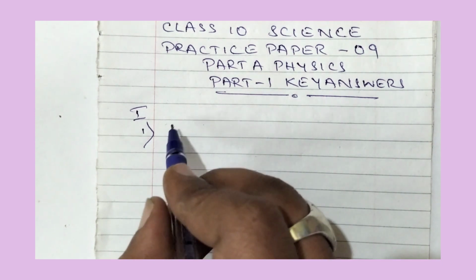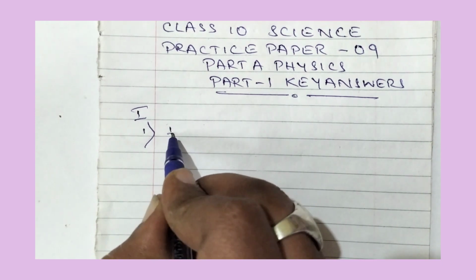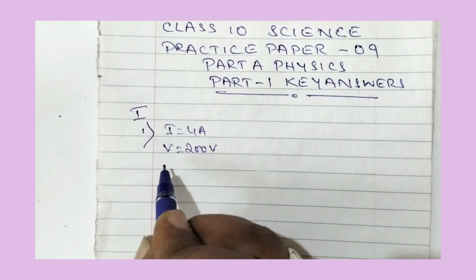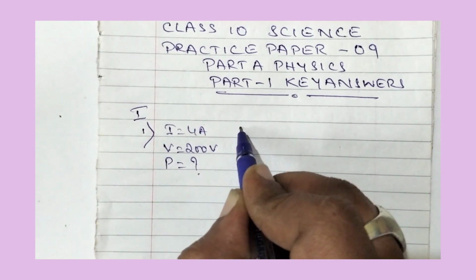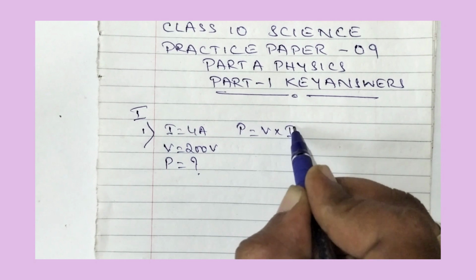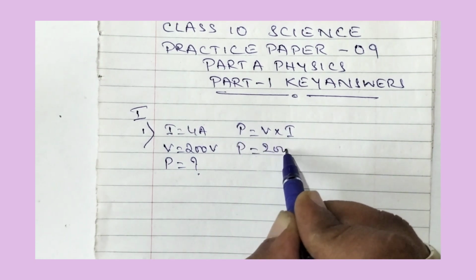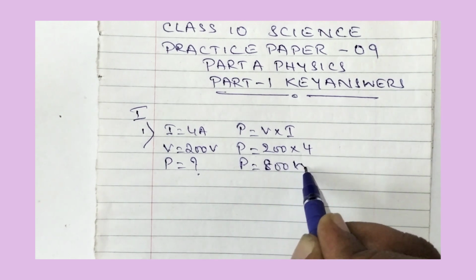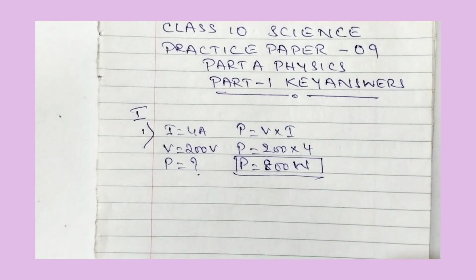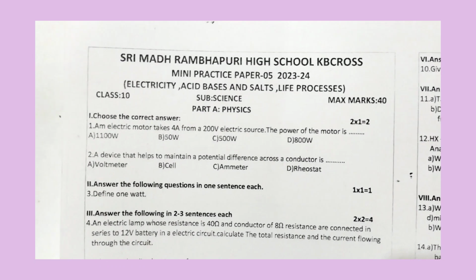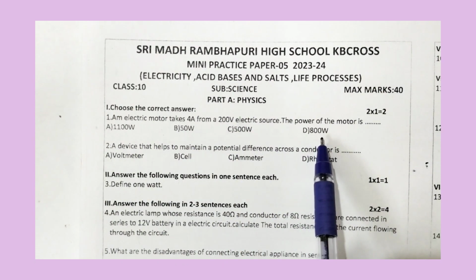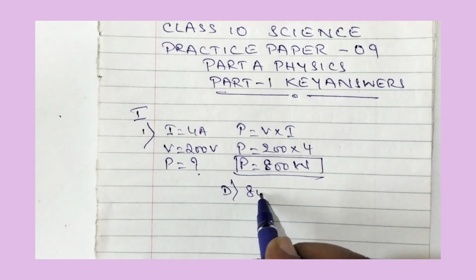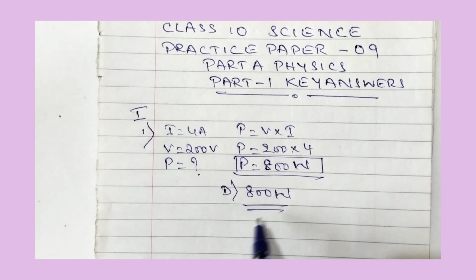So now they have given I is equal to 4 ampere, V is equal to 200 volts. Now we have to calculate the power. So power is equal to V into I. So P is equal to 200 into 4. So power is equal to 800 watt. So among these, the right option is option D, 800 watt. So for the first question, the right answer is option D, 800 watt.